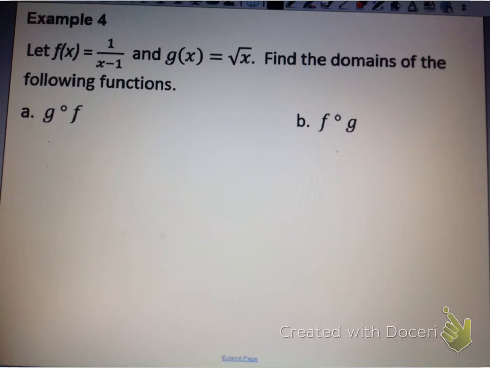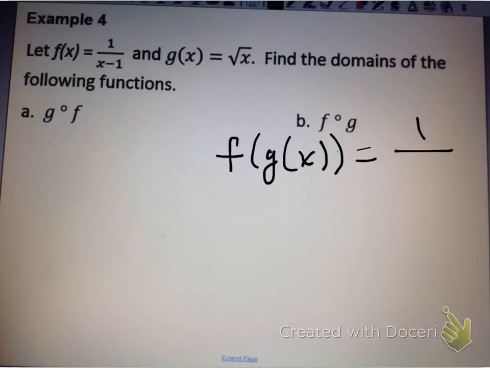In part B here we have f of g of x that we have to find. So we have f of g of x. What I'm going to do is take the square root of x and substitute it in for x in f of x. So I'm going to get something that looks like this: 1 over the square root of x minus 1.